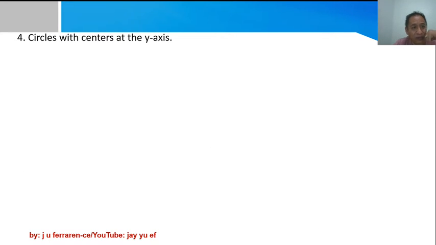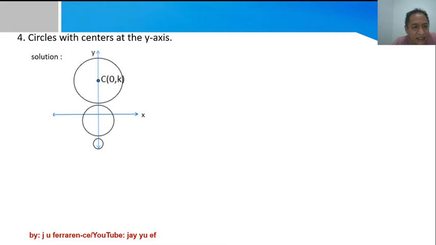Now, in number 4, you have circles with center at the y-axis. So, I can draw members of the family. You have circles of different radius because once I mention of radius, whether it's fixed or not, it should be a variable radius. So, you can see lines of sizes of this circle. What is important there is that the center is located at the y-axis.